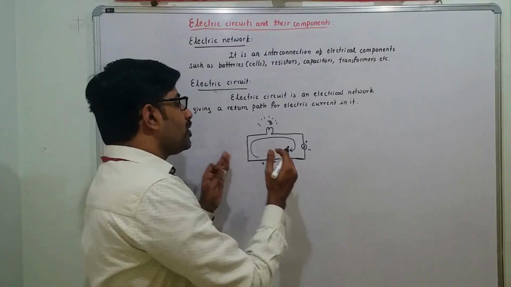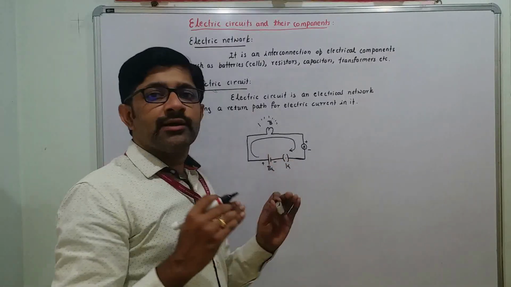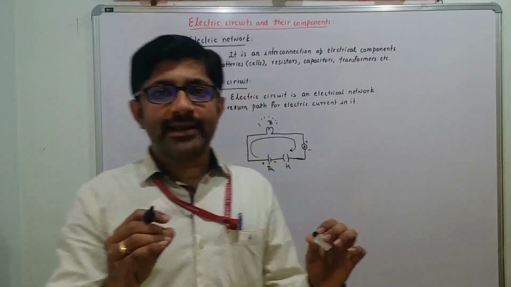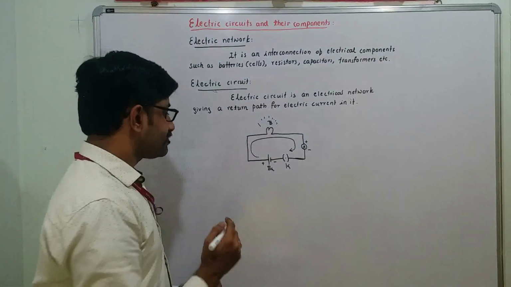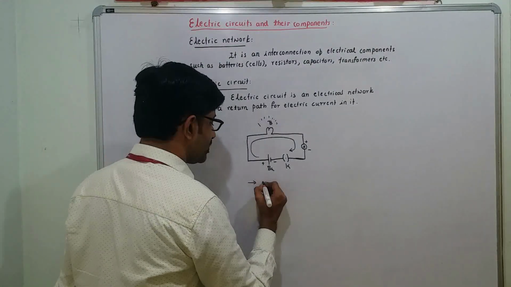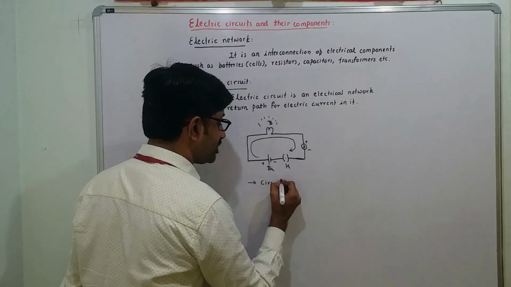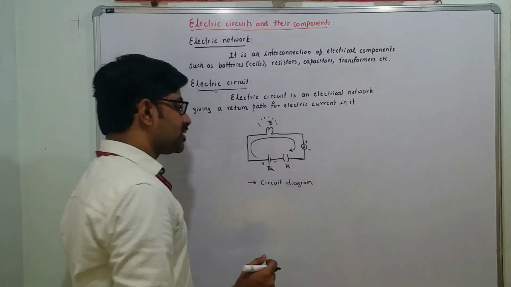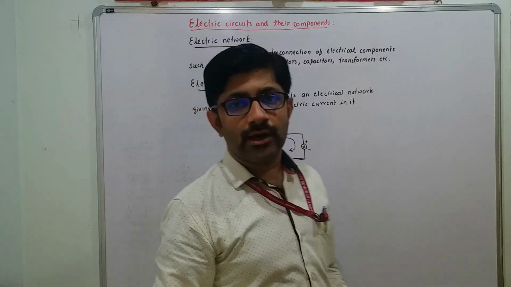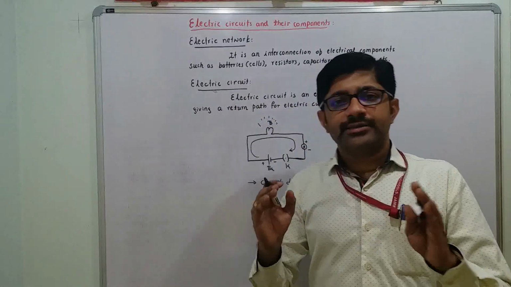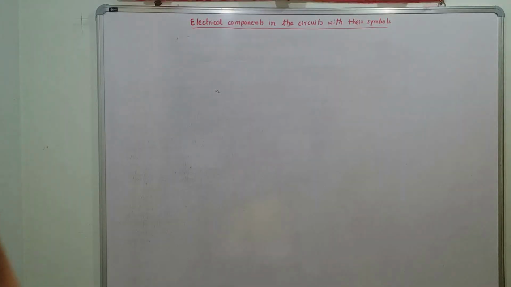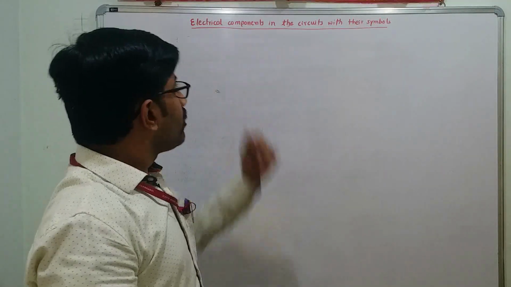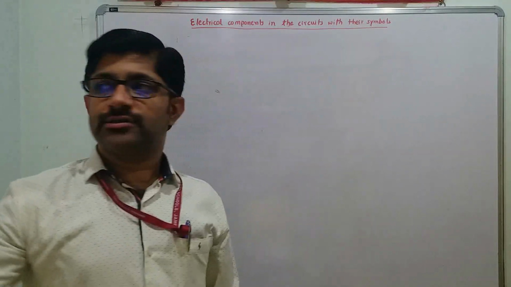Remember, the diagram which is showing this is known as circuit diagram. The diagram showing electric circuit is known as electric circuit diagram. We call it as circuit diagram or electric circuit diagram. These diagrams definitely help the students to construct the circuit in a simple manner. Dear students, let's move on to electrical components in the circuits and their symbols respectively.